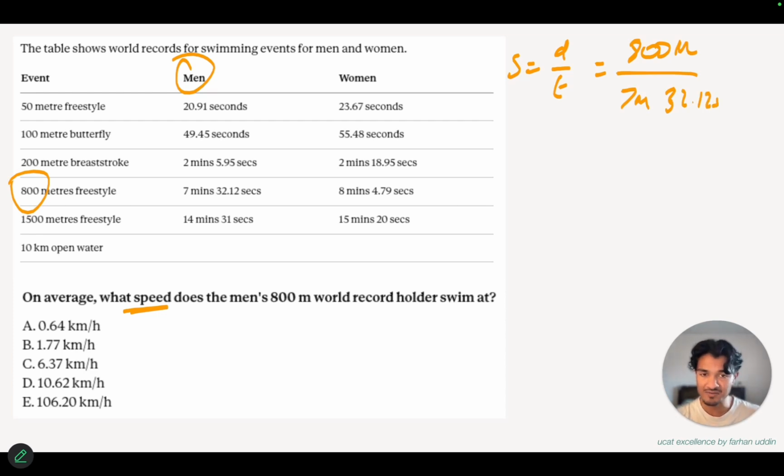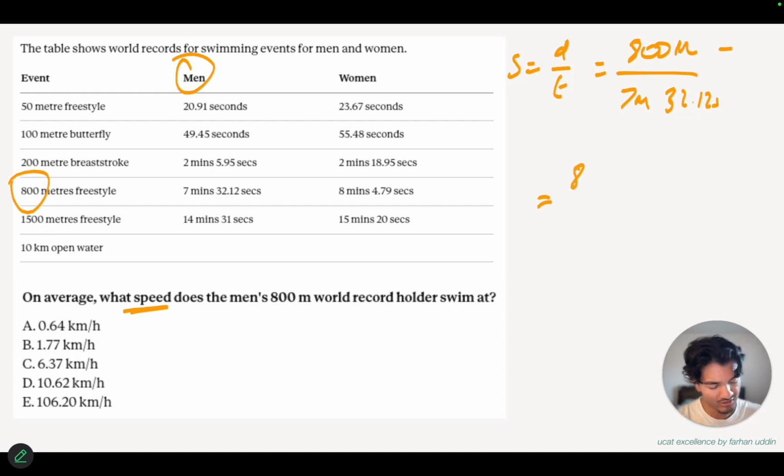Now you can see that our answer options here are in kilometers per hour. So you've got two options. Number one is to convert this into kilometers and then this into hours to find the answer. Or because this is already in meters and this is one step away from being in seconds, what we can do is find the meters per second number and then multiply it by 3.6. So let's do that because it's quicker.